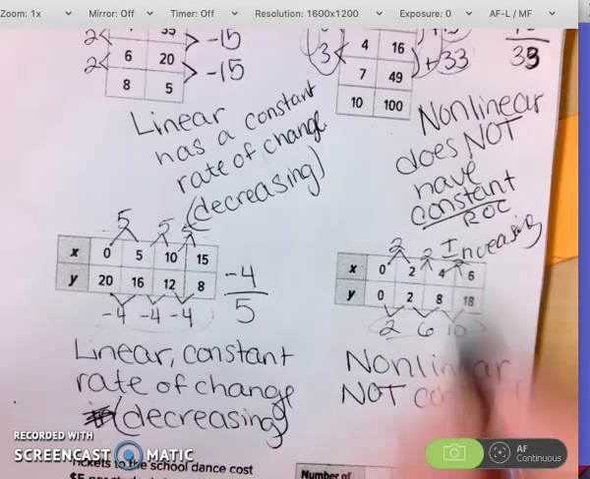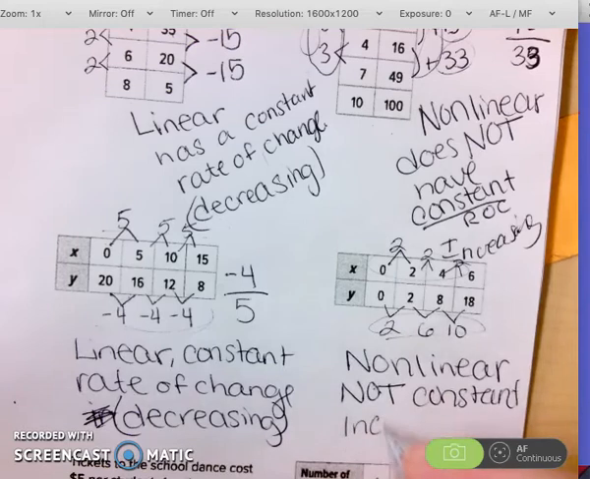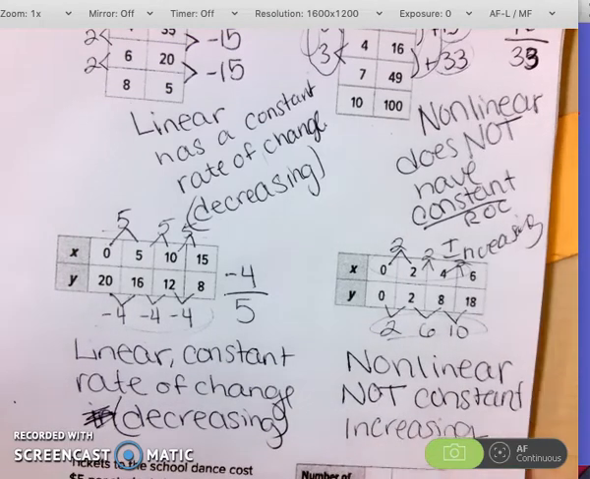But they're both positive numbers, so it's going to be increasing. Okay.